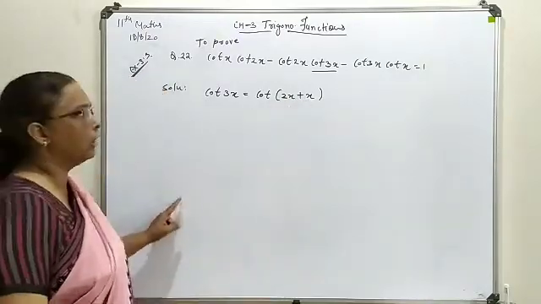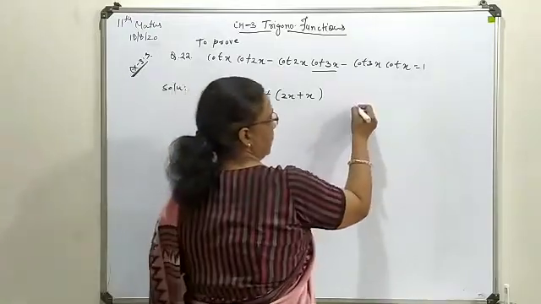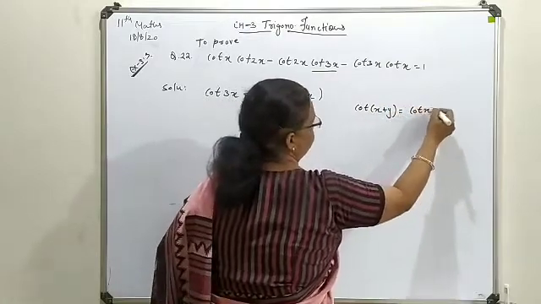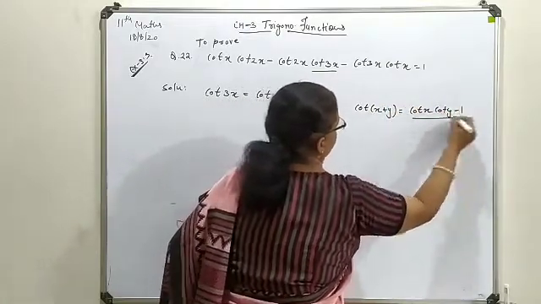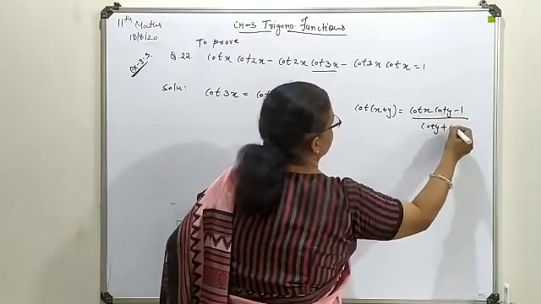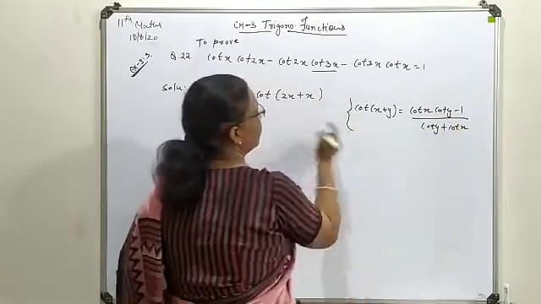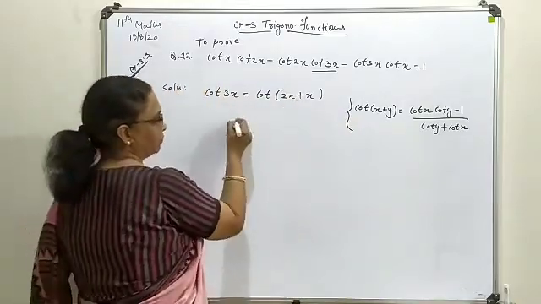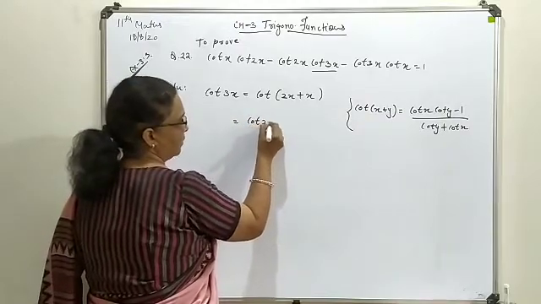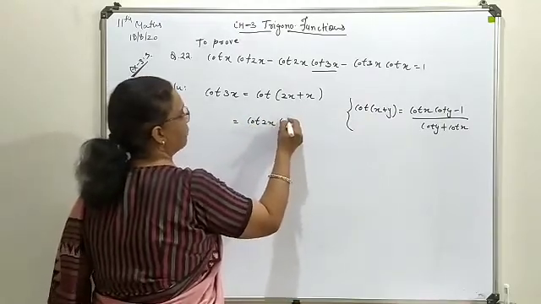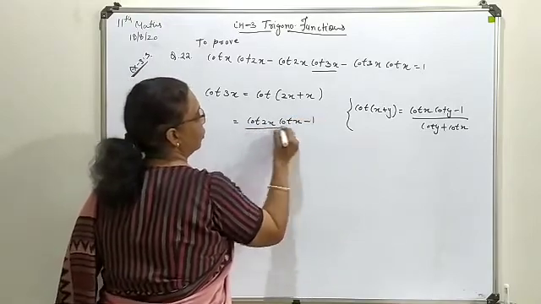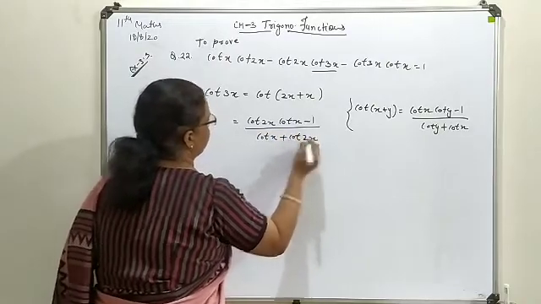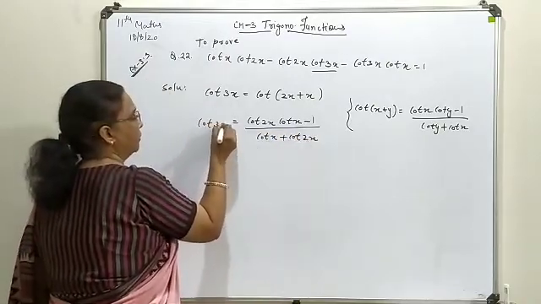So the formula for cot of x plus y that we know is cot x cot y minus 1 upon cot y plus cot x. This was the formula you will implement over here on these two angle forms. So here what you will have is cot of 2x cot x minus 1 whole over cot of x plus cot of 2x. It continues with your cot of 3x.